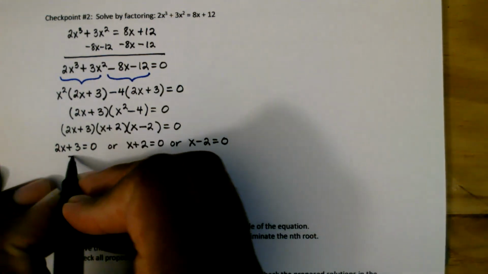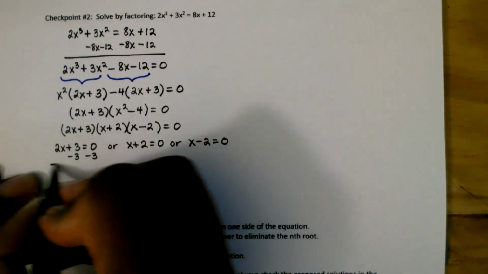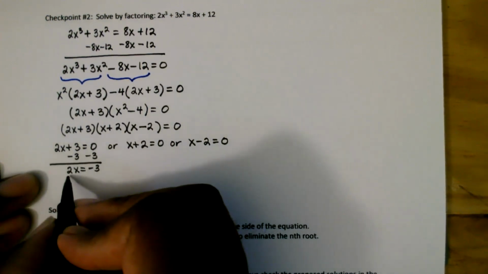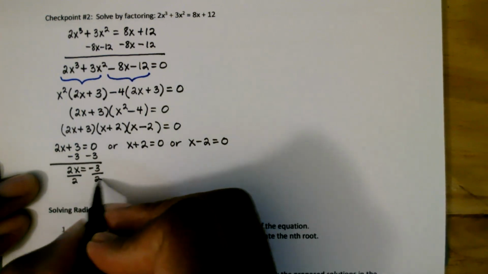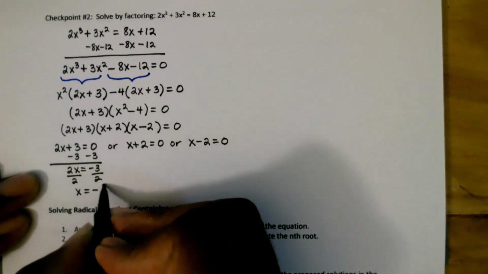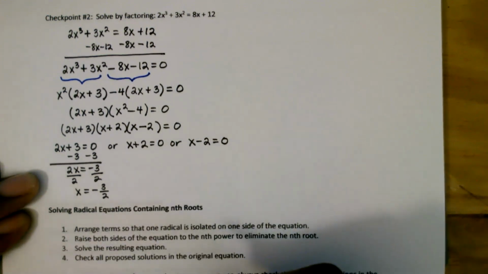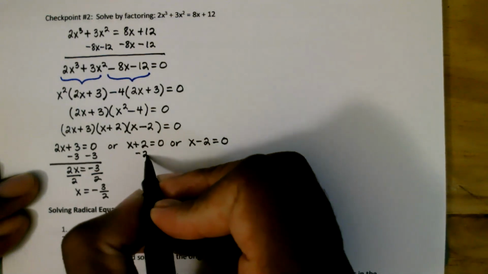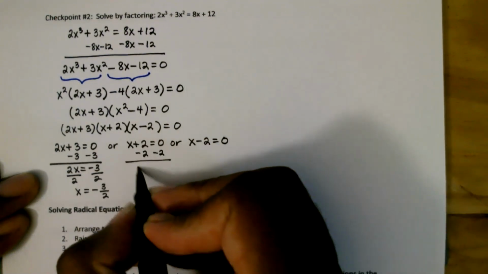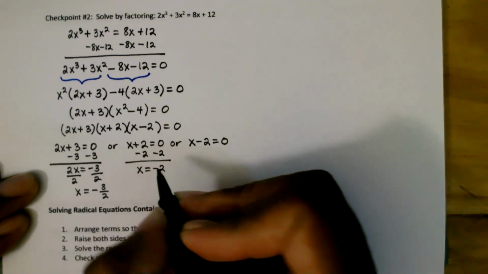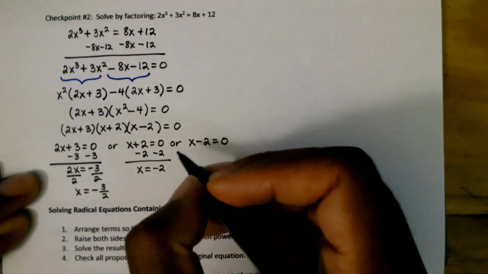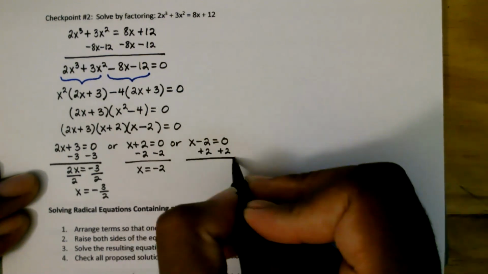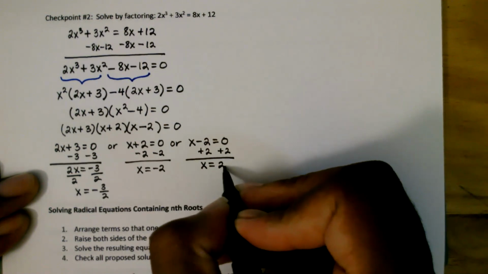So for 2x + 3 = 0, if I subtract 3, you get 2x = −3, and then divide both sides by 2. That means x = −3/2. And then for x + 2 = 0, if I subtract 2 on both sides, that means x = −2. And then for x − 2 = 0, if I add 2 to both sides, you'll get x = 2.